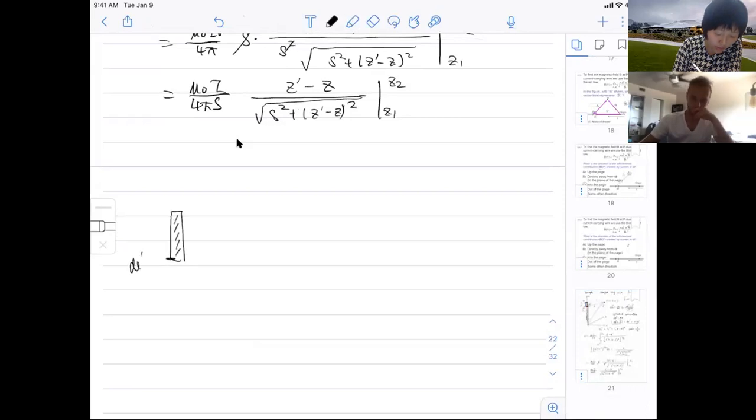And you can see the lower limit, sorry, this is my entire wire, not the little section. This is just my wire. And you have a lower limit Z1 and an upper limit of Z2. Okay, so it's on the Z-axis. And this is my S.